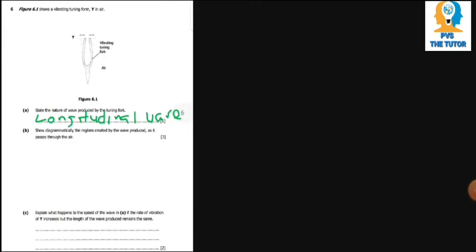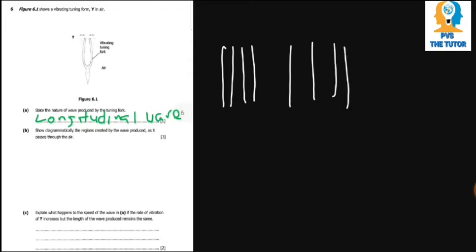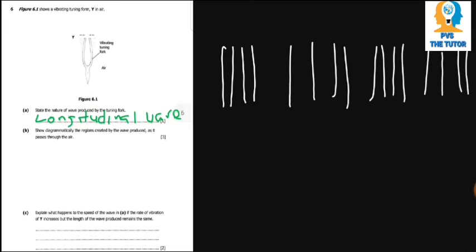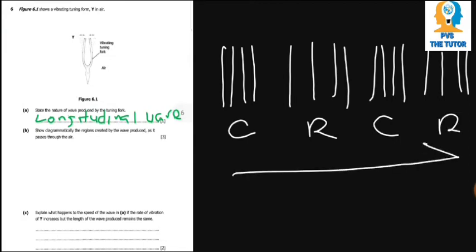B says, show diagrammatically the regions created by the wave produced as it passes through air. Now we know that when it's passing through air, it has particles, and these particles sometimes are compressed, sometimes are separated from each other. So it's going to form compressions and rarefactions. So the diagram will be in this form, then separations, then compressions, then rarefactions. So these are what we call compressions, then these are what we call rarefactions, compressions, rarefaction, and the wave is going in that direction. So this is what we are supposed to show here. Compressions, rarefaction, compressions, rarefactions.